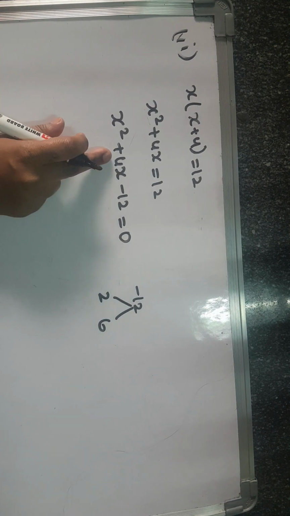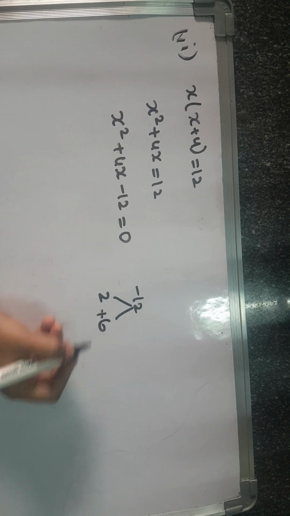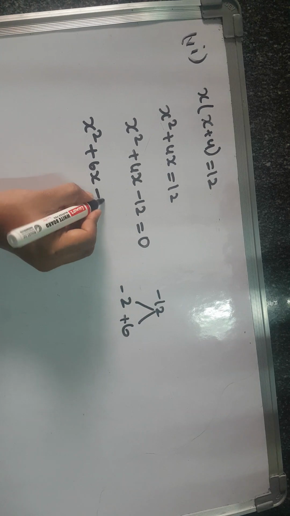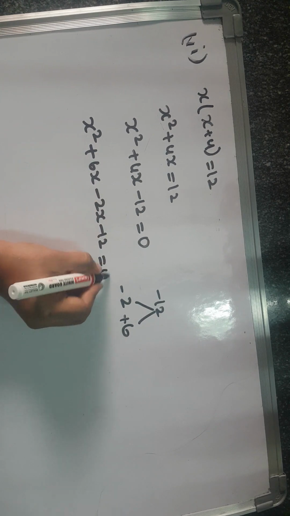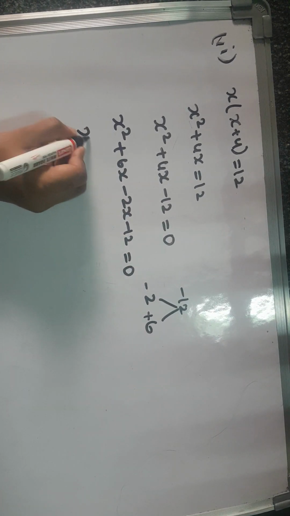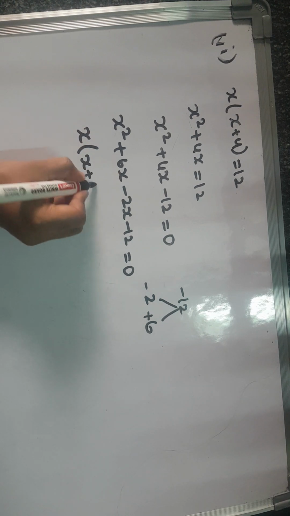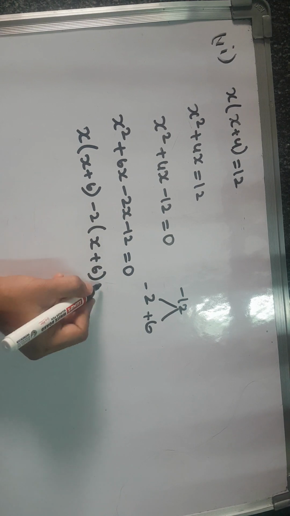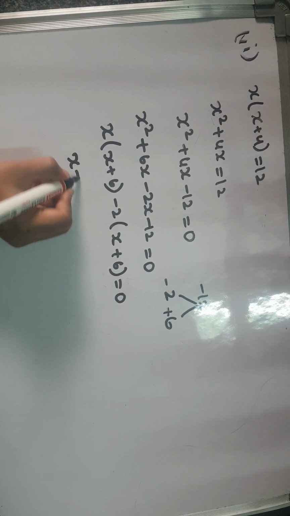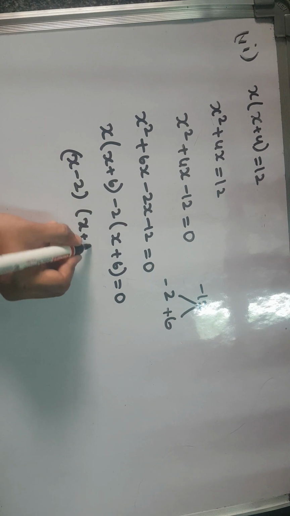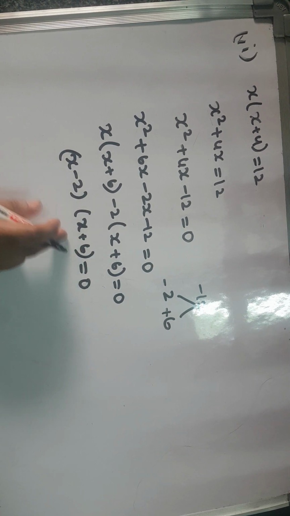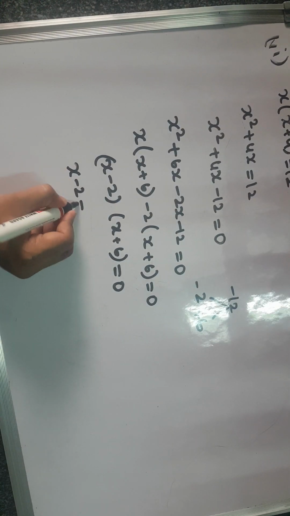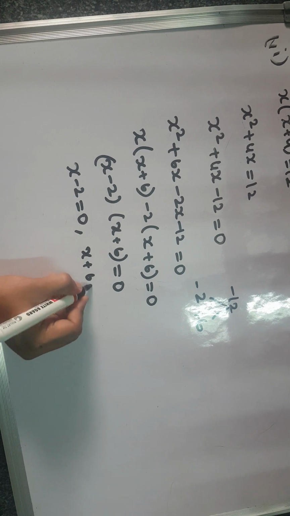Okay, and here you have positive sign, so plus 6 minus 2. Now this becomes x square plus 6x minus 2x minus 12 equals 0. Taking x common gives x plus 6, and taking minus 2 common here also gives x plus 6. So x minus 2 into x plus 6 equals 0. This becomes linear equations, and separately equating them to 0: x minus 2 equals 0, x plus 6 equals 0.